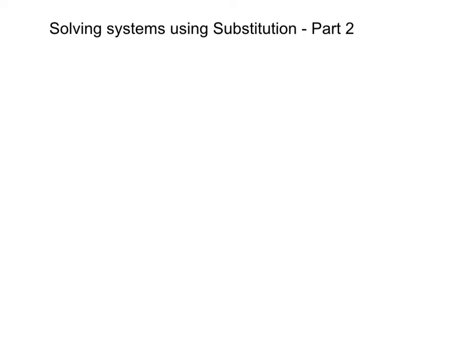Today we are going to be solving systems using substitution with one extra step. So this is part 2. So we have the equation x minus 4y equals 17 and 2x plus y equals negative 2.